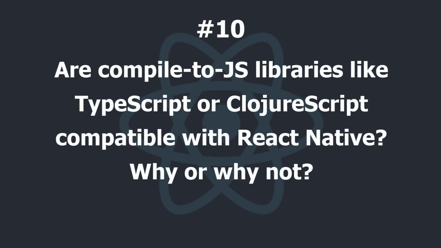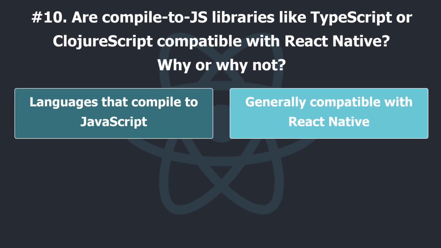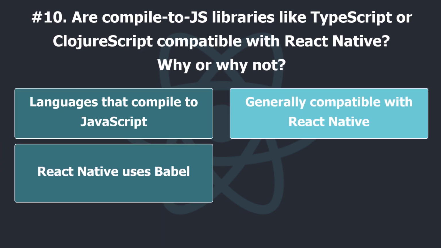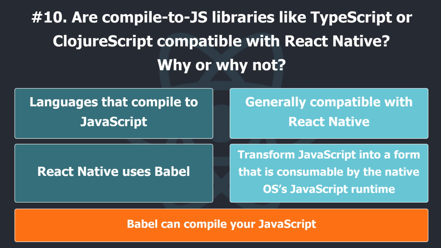Are compiled-to-JS languages like TypeScript or ClojureScript compatible with React Native? Why or why not? Languages that compile to JavaScript are generally compatible with React Native. React Native uses Babel to transform JavaScript into a form that is consumable by the native OS's JavaScript runtime, using the React Native Babel plugin. As long as Babel can compile your JavaScript and your code doesn't rely on web or Node.js specific dependencies, it will run in React Native.